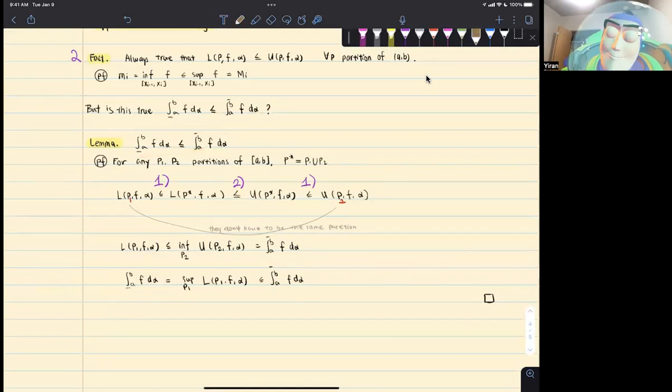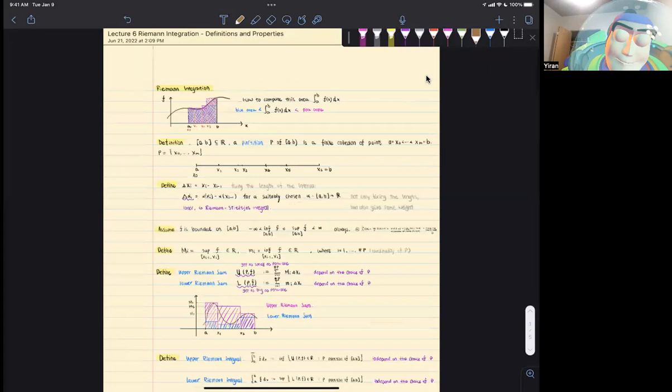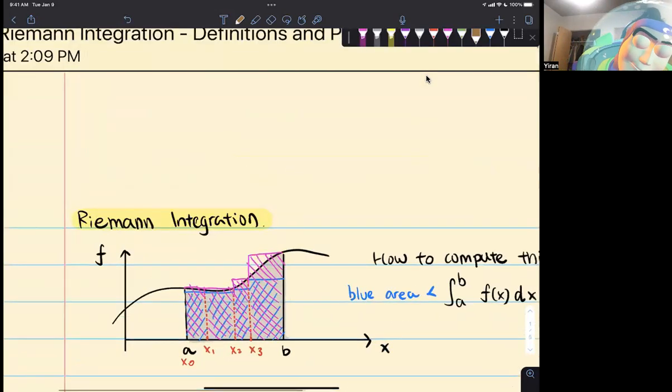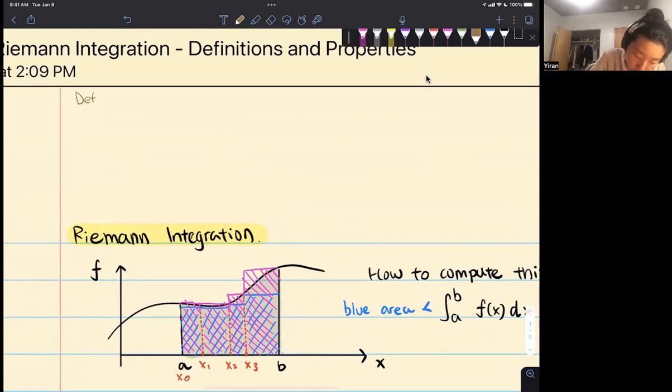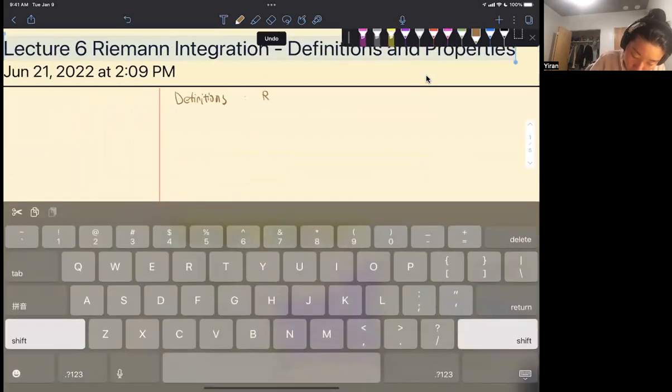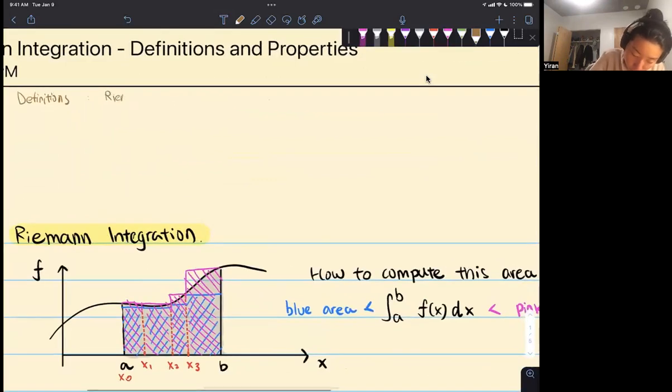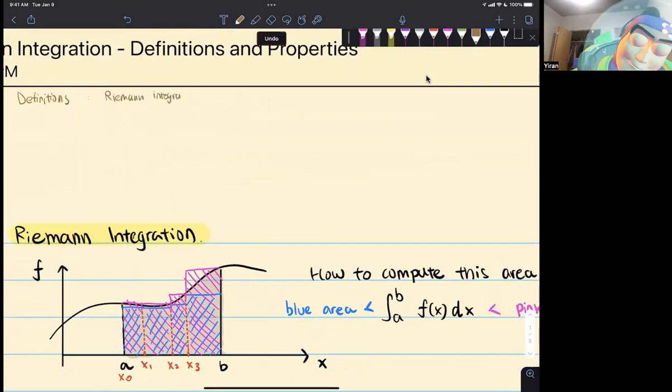Okay, before I end the video, let's summarize what we did in this lecture. So, definitions. Riemann integral. Partition P, delta x_i, delta alpha_i. That's Riemann.